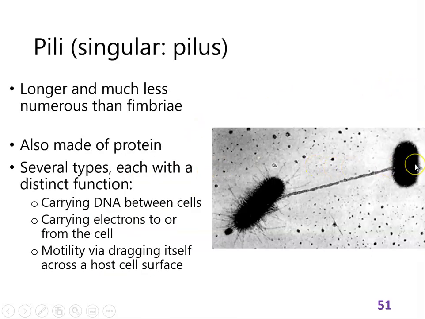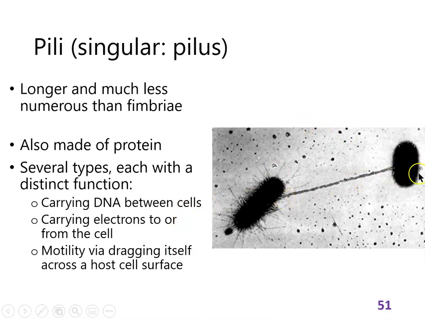Pili need to have a singular form because often there's only one per cell. These are like fimbriae, but sometimes thicker and much longer, and there would only be one or two of them. And they have different functions. There are different types of pilus with different functions, and I just want you to know these functions.